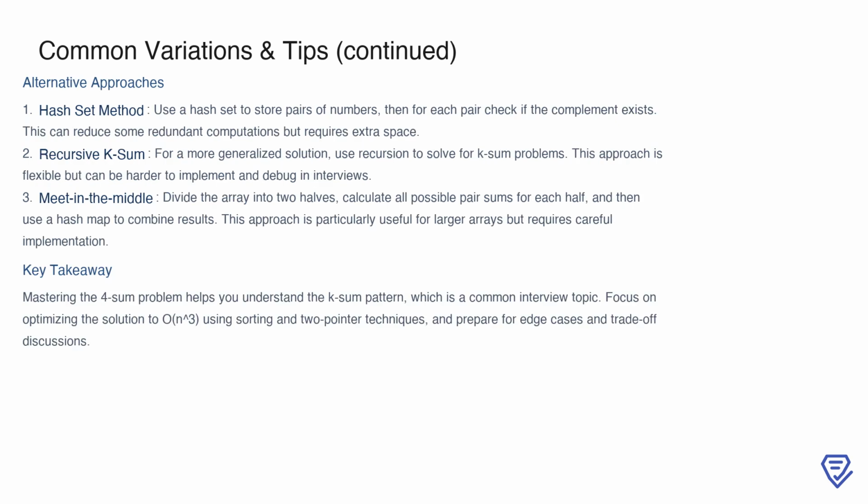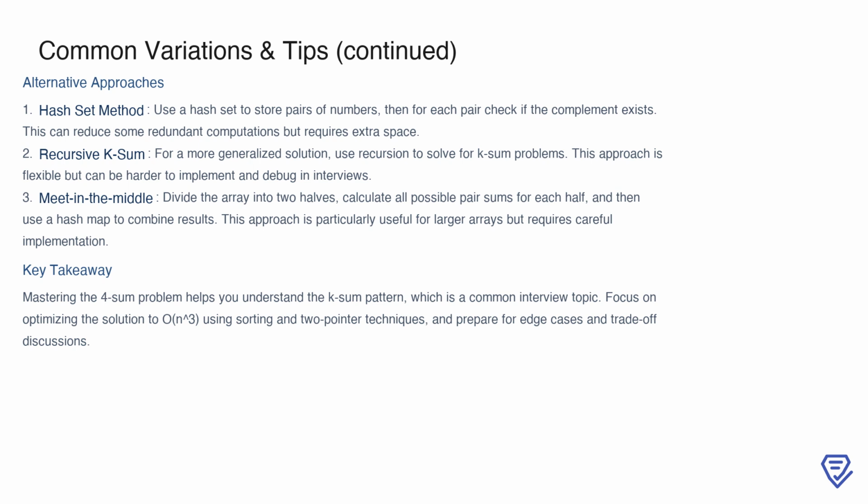Finally, let's explore some alternative approaches to solving the foursome problem. The hash set method involves storing pairs of numbers in a hash set and checking for complements. While this can reduce redundant computations, it does require additional space. Another option is the recursive k-sum approach, which generalizes the solution for any k. This method is flexible but can be more challenging to implement and debug, especially under time constraints.